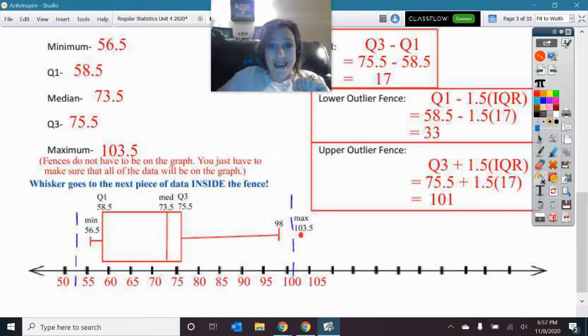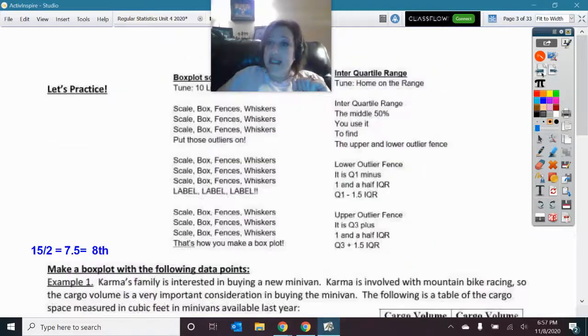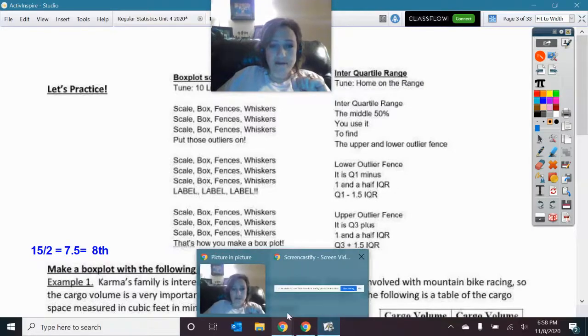So that is the basics of how to do a box plot. Now I'm going to give you a moment to take a look at the next page and see if you can start trying to do that, and then we'll check and see how you did. I'm going to stop this video here and give you a chance to work on the next one. All right, good luck.